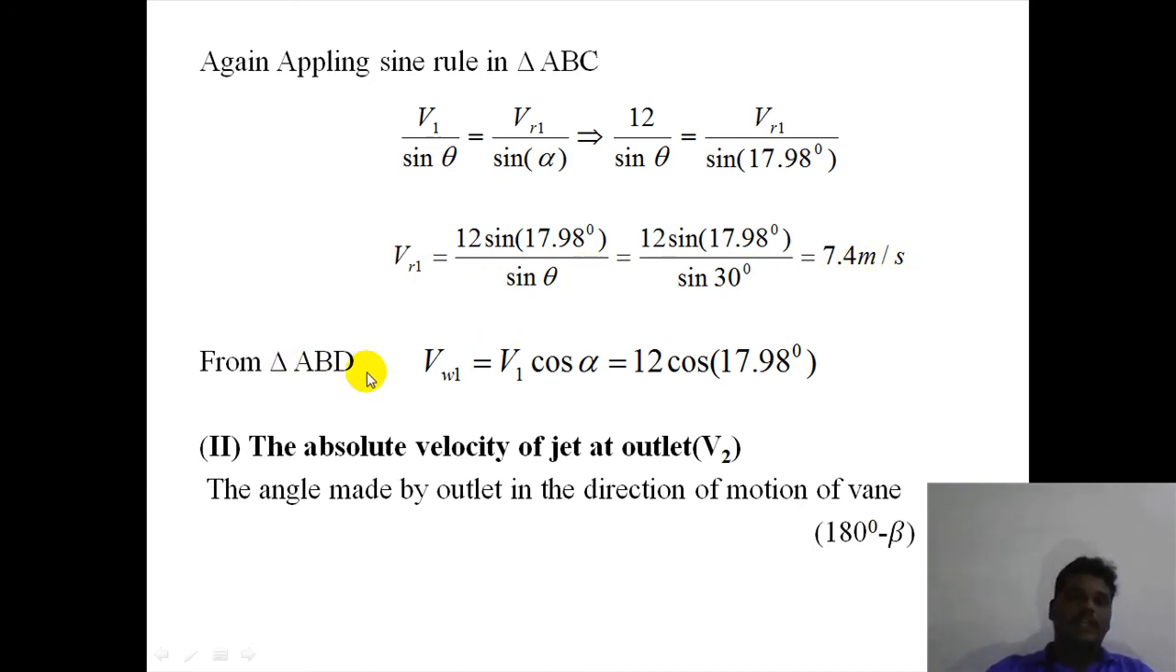From triangle ABD, the whirl velocity VW1 is equal to V1 cos alpha. We know that cos alpha from triangle ABD is equal to VW1 divided by V1. From that, VW1 is equal to V1 cos alpha, which is 12 cos 17.98. For the absolute velocity of the jet V2, the angle made by the outlet in the direction of motion is equal to 180 minus beta.